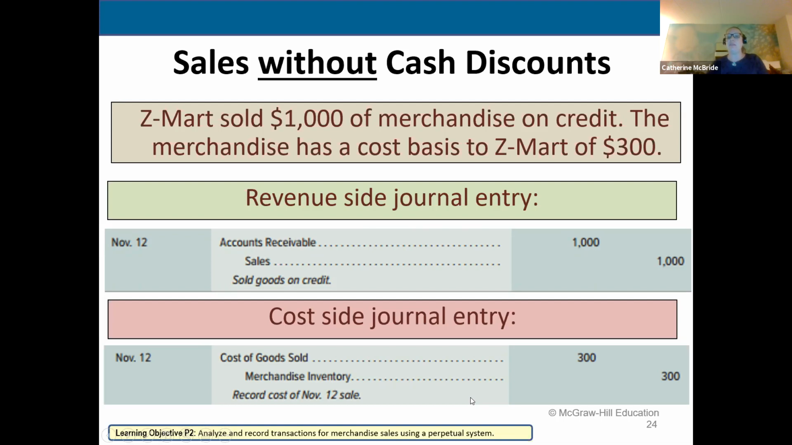With the perpetual method, when we make a sale, we do two things. One is we record the sale just like we always have. That entry we just did is like we've been doing. But we also record cost of goods sold. So we're going to record $300 worth of cost of goods sold, and we're going to reduce merchandise inventory by $300. We only do this with the perpetual method. So now on our income statement, we have sales of $1,000 less cost of goods sold of $300.